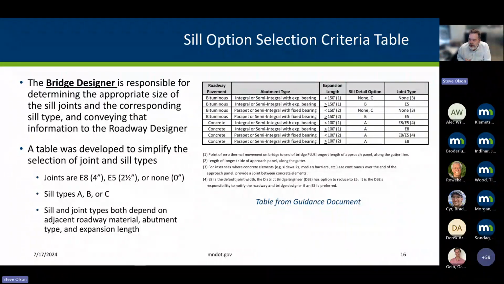When we talk about joints, we talk about E8 or E5 joints being placed on top of the sill for types A and B. An E8 joint is 4 inches wide, an E5 joint is 2.5 inches wide.